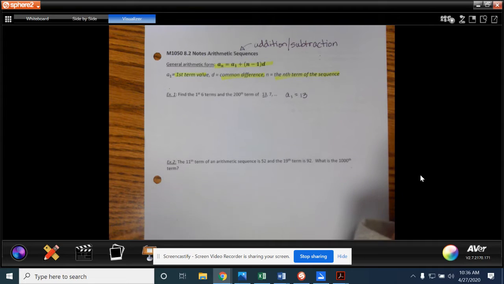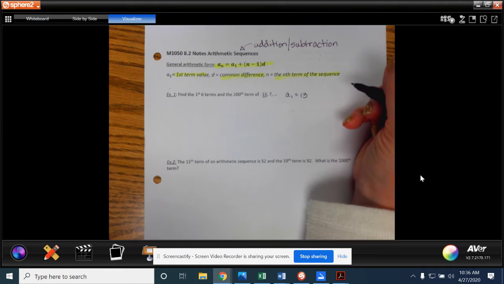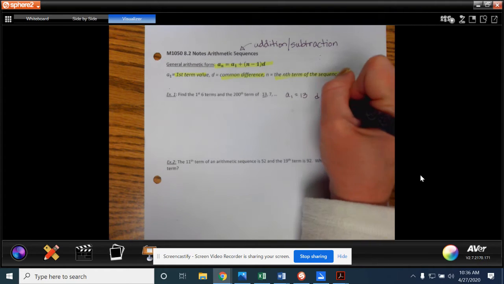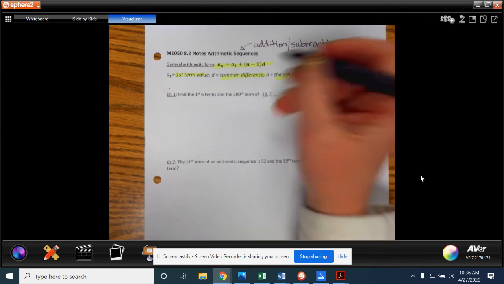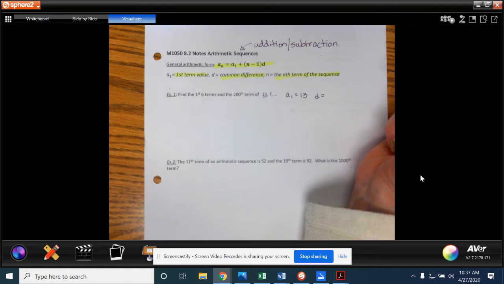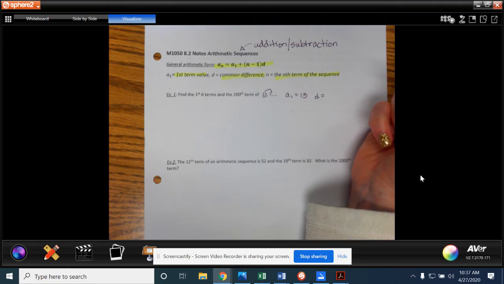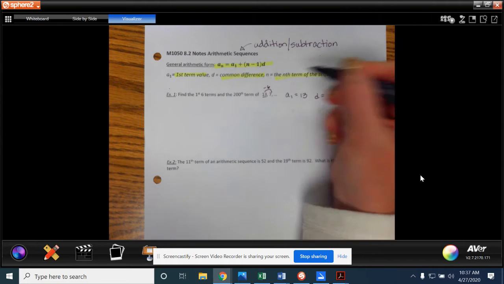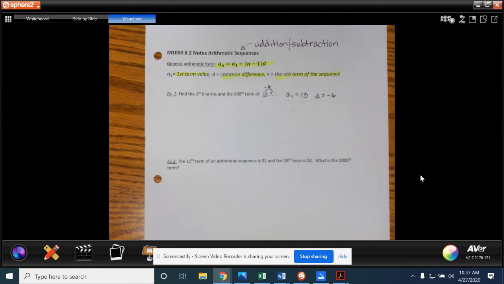We know that n is going to be 200 eventually. But what is the d? The d is going to be the difference. Remember, common difference. It's going to be the difference of these two. So sometimes it's addition, sometimes it's subtraction, and you can see that this is going down by 6, or subtracting 6. So my d is -6.